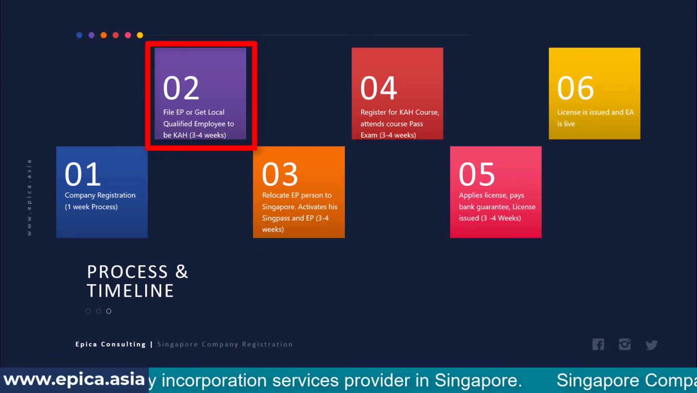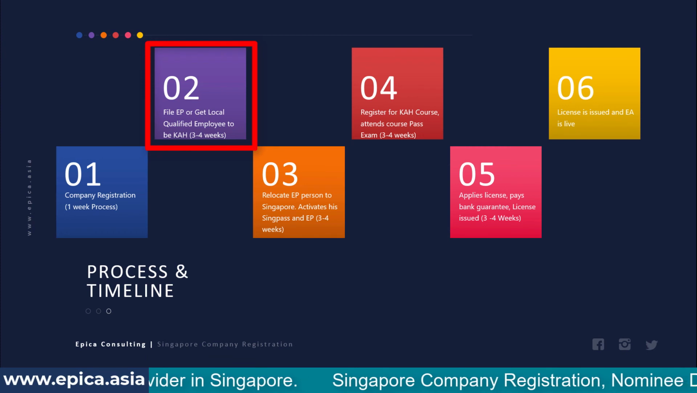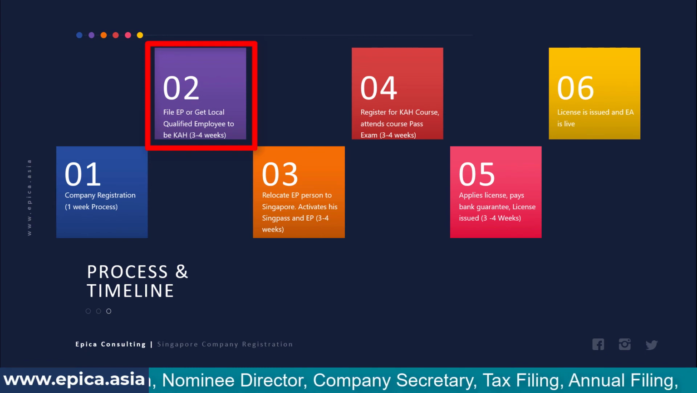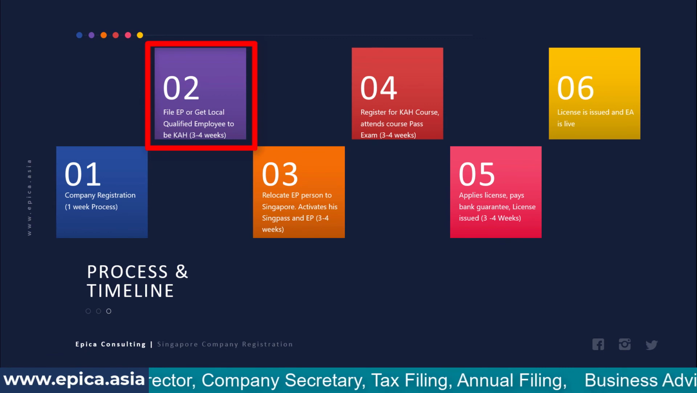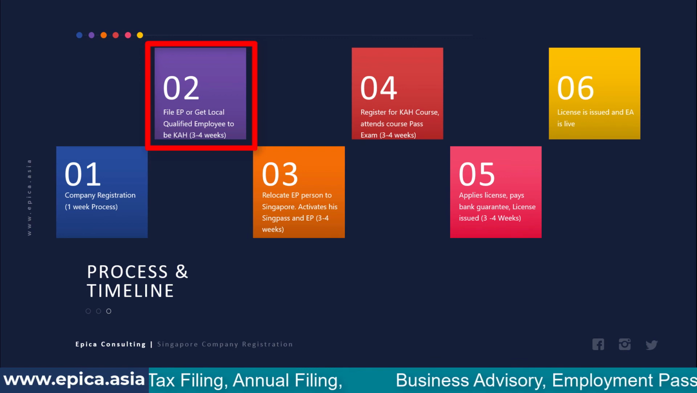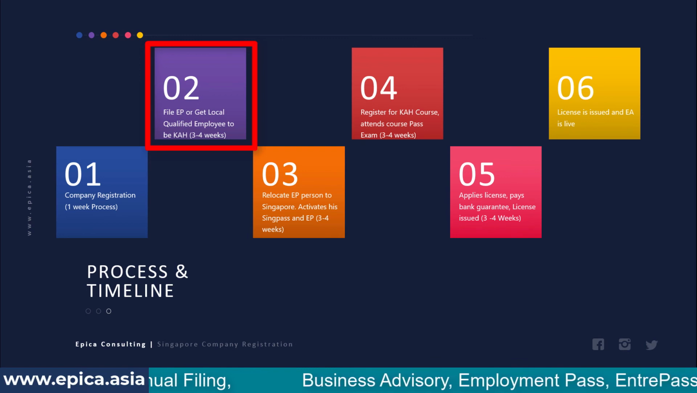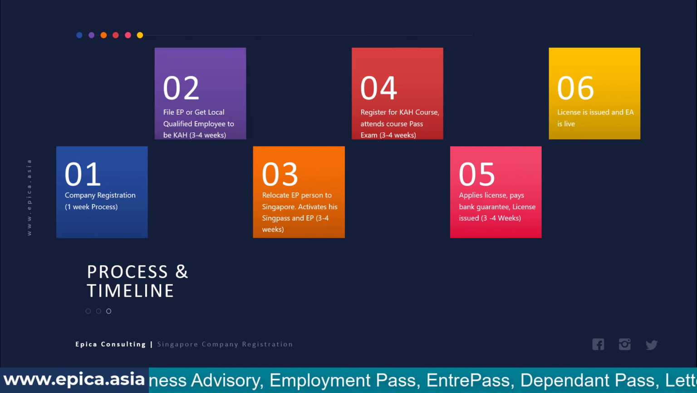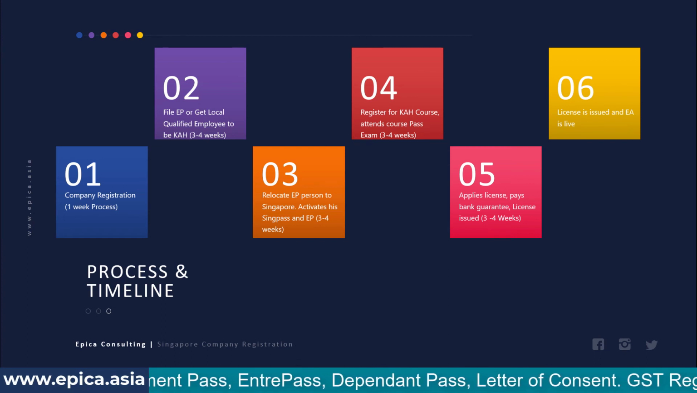After that, you need to file an employment pass for one of the key employees who is relocating from your home country, presuming that you are coming from overseas. If you are a local company promoted by a local person, then most probably that local person should be qualified to act as a KH. But if you are a foreigner, you will have to file an EP or get a local qualified employee recruited, and this can take 3 to 4 weeks. You can actually start this process even before company registration and identify the candidate, but the EP cannot be filed before company registration.